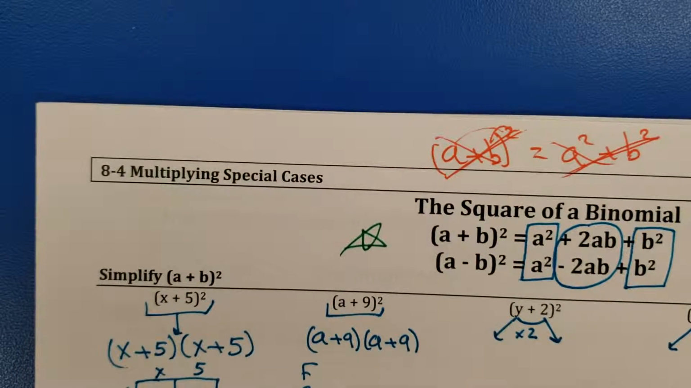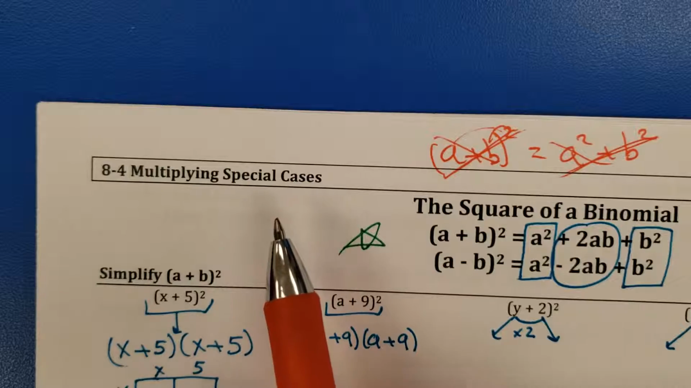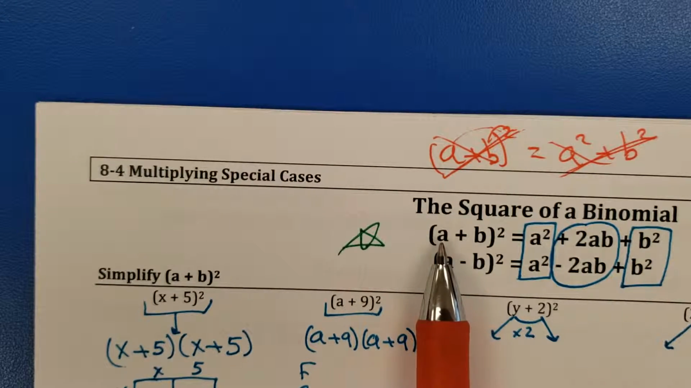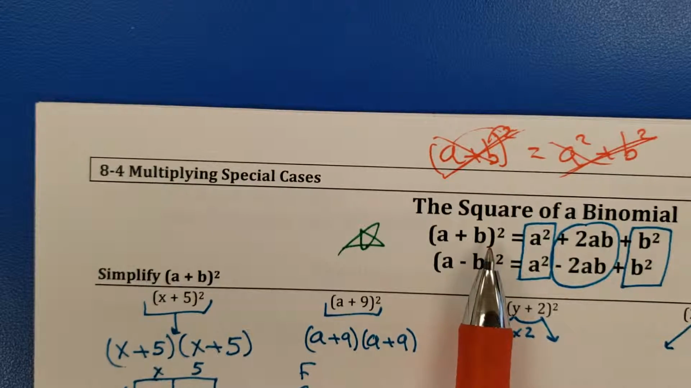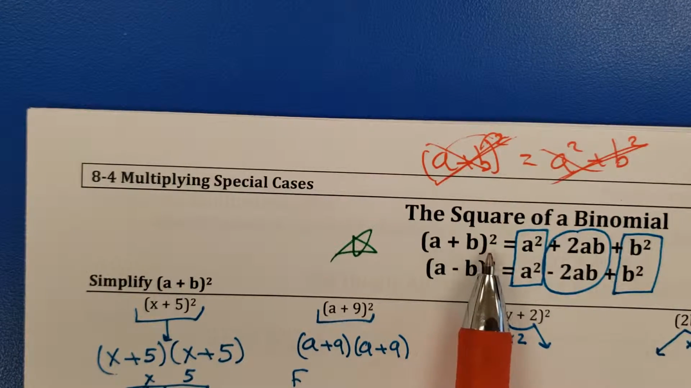Students, hello. Let's talk about section 8.4, multiplying special cases. What we're doing, friends, is multiplying a binomial times itself, also known as squaring a binomial.